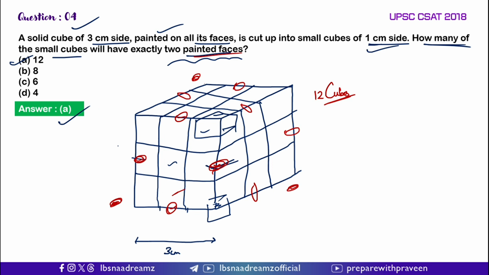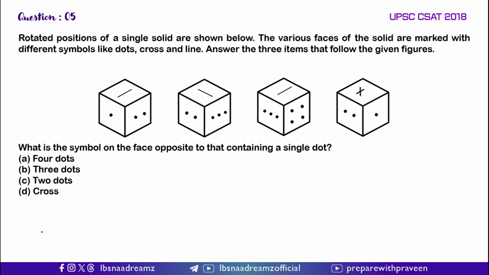Let us see the next question. Question 5. Rotated positions of a single solid are shown below. The various faces of the solid are marked with different symbols like dots, cross and line. Answer the 3 items that follow the given figures. Okay, so assume this as a dice. They have given 4 positions, 4 rotated positions.